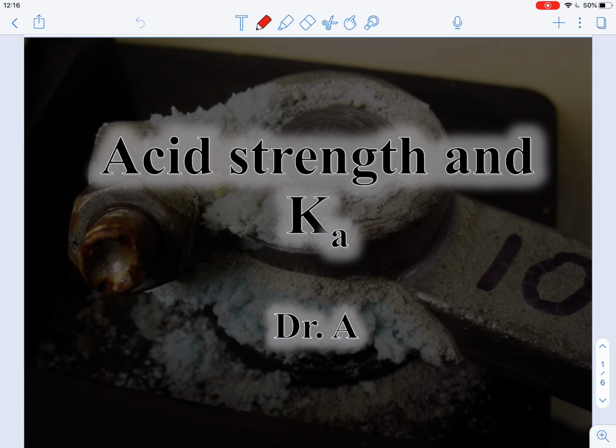Okay, it is time now to discuss acid strength and the concept of Ka, or the acidity constant for the acid. As we said before, we're going to stick with the concept of acids as substances that increase the concentration of H plus when added to water, and bases as substances that increase the concentration of hydroxide ions when added to water. In the case of bases, we're going to use the concept of Bronsted-Lowry, in which the base will increase the concentration of the hydroxide whether the base contains the hydroxide ion or not.